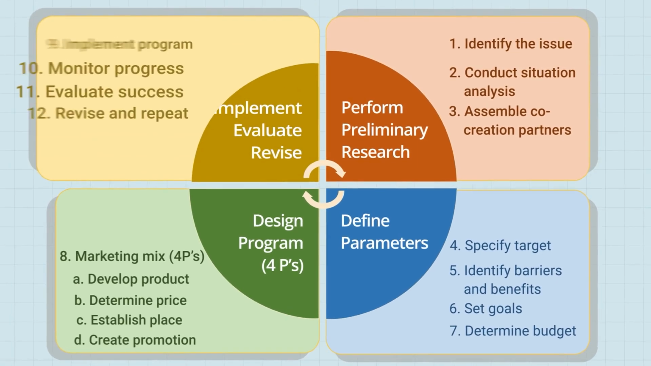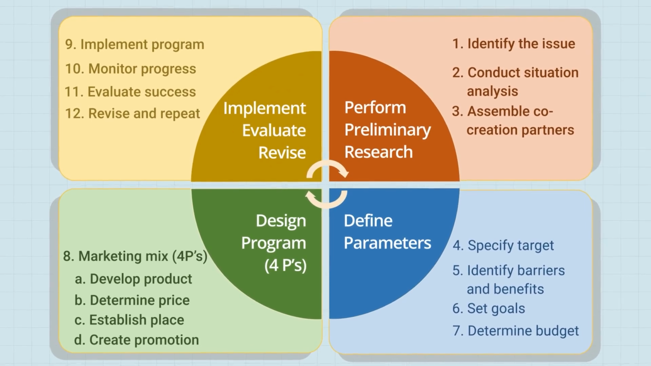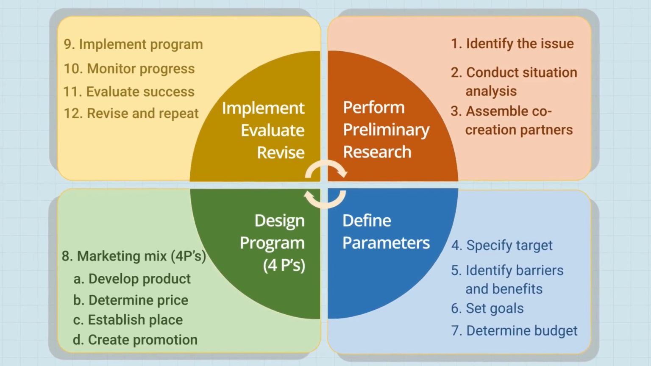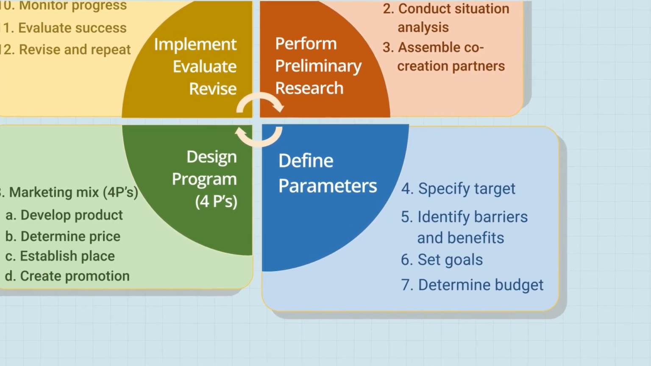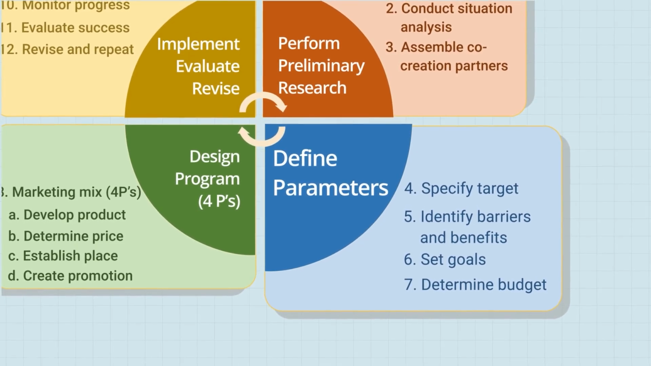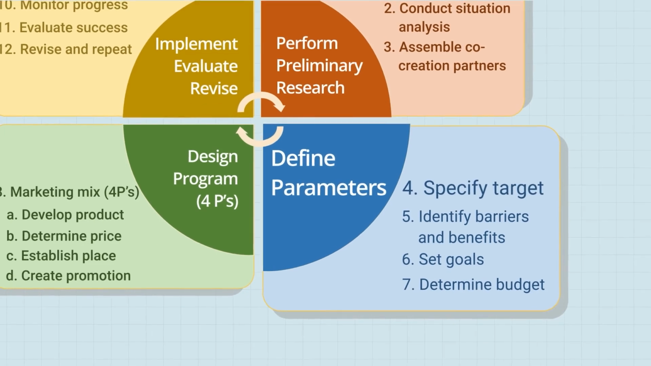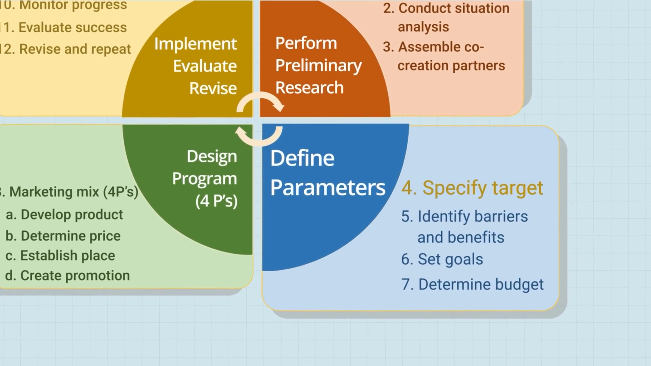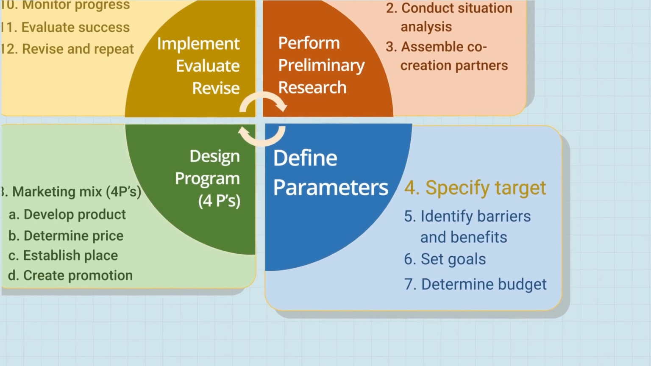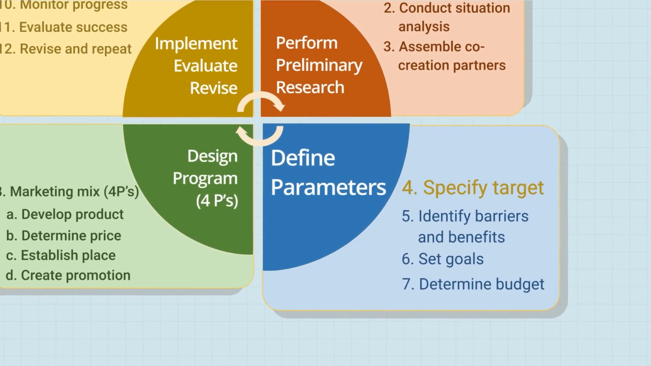We're continuing our journey through the 12-step plan to develop an effective social marketing program. We're currently on stage 2, defining parameters. And in this video, we're tackling step 4, specifying the target audience. And to do that, we're taking some cues from the pros in commercial marketing.